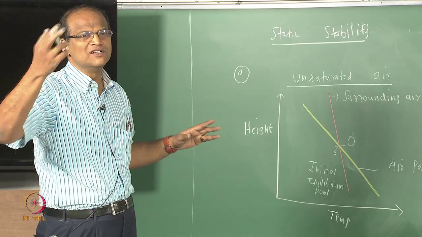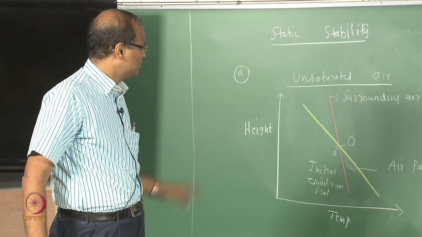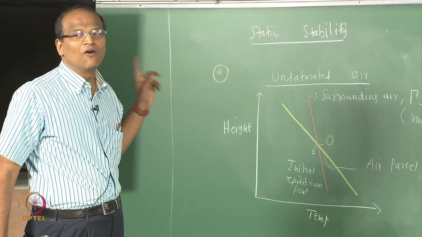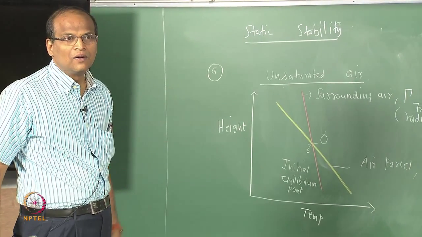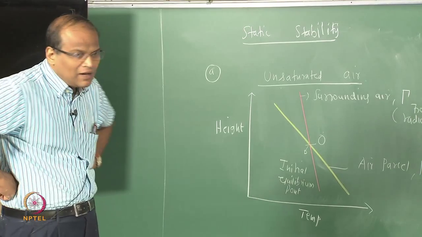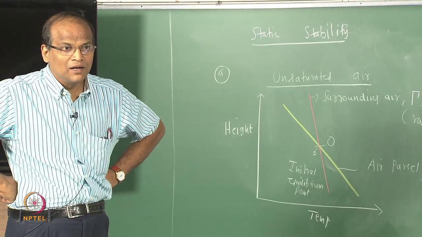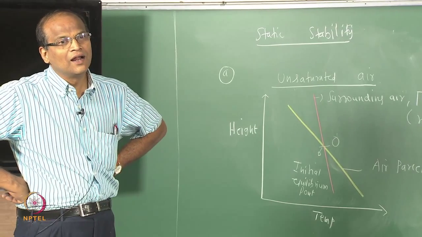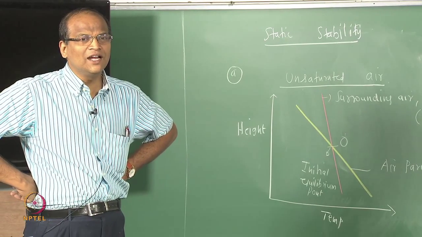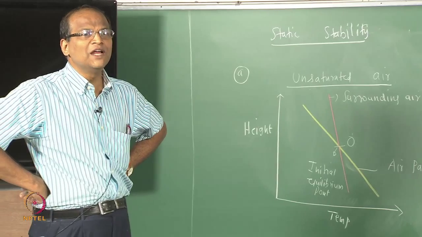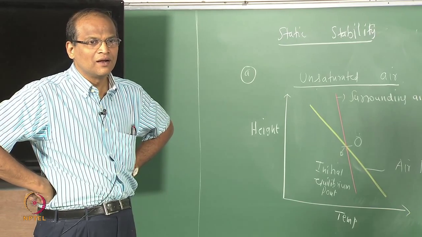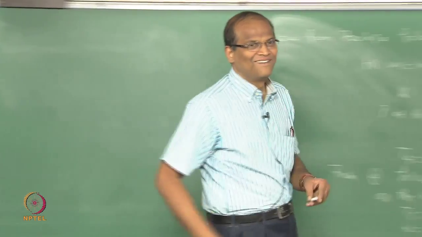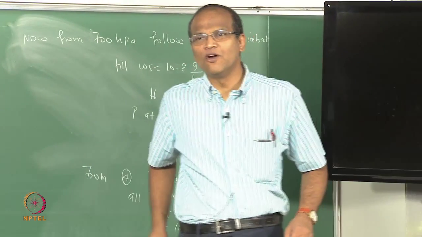Don't do too much research. Look at the two graphs. Which is steeper? Which is steeper, yellow or pink? Gamma is greater than gamma d. What is the lapse rate? It is dz by dt or dt by dz? Then which is steeper, pink or yellow? Yellow is steeper. Yellow is steeper from the point of view of lapse rate.